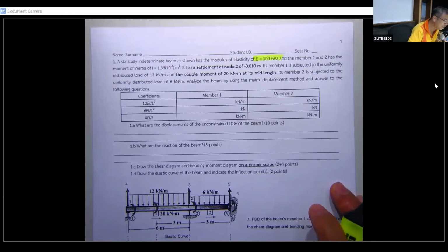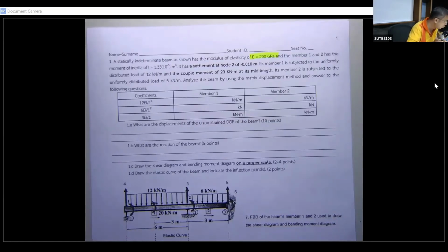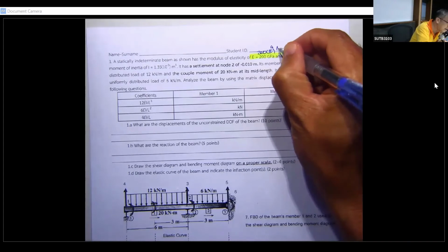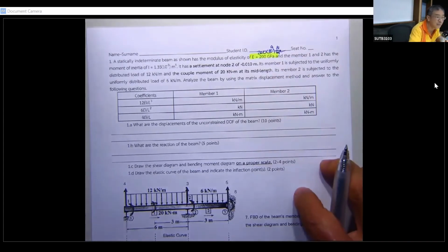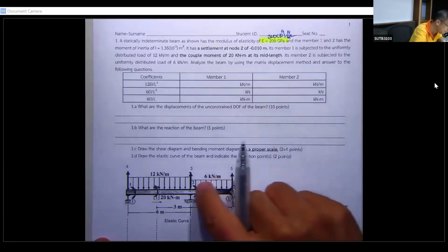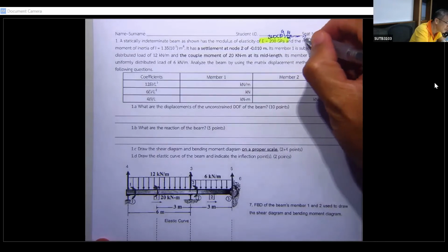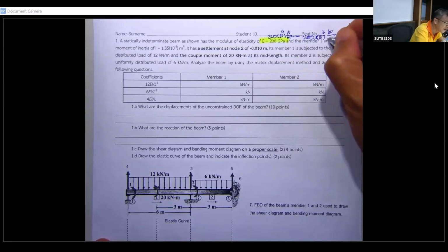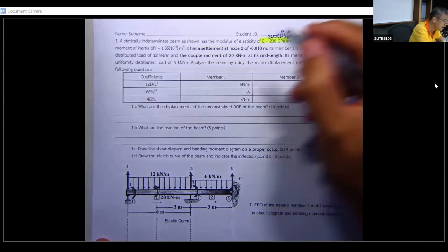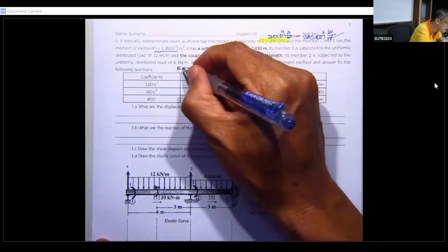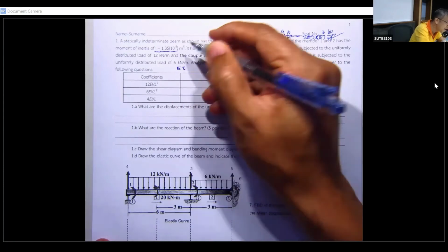This one has the modulus of elasticity of 200 times 10 power 9 Newton per square meter. But in the problem that we are working on, the unit of force is kilonewton. So you are supposed to change this to 10 power 6 kilonewton per square meter. And then the moment of inertia is 1.36 times 10 minus 3 meter power 4 already.